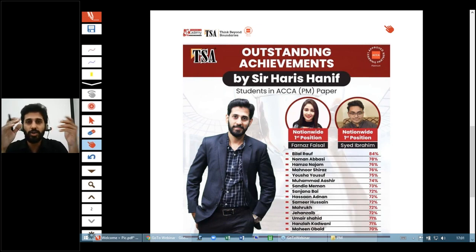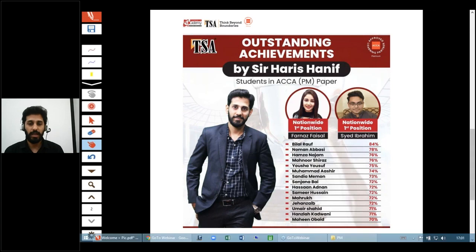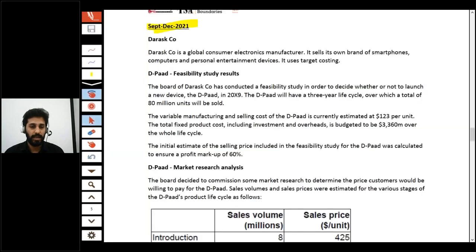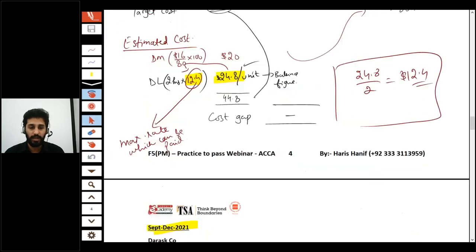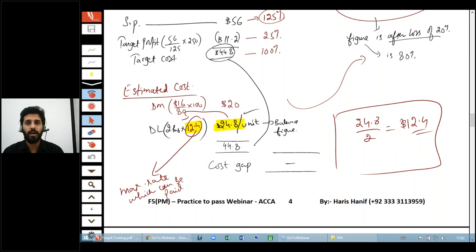Before resuming, I would like to give you a very quick and short recap of the topic target costing. Target costing does not mean that you set your selling price. Target costing means that you obtain the selling price from the market, right? That is known as the pull system.